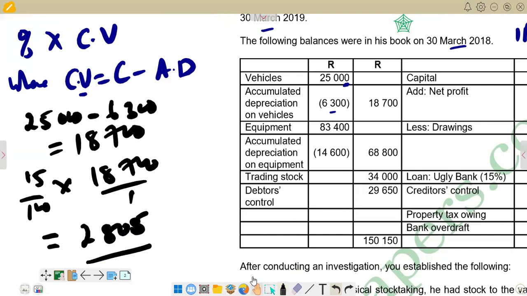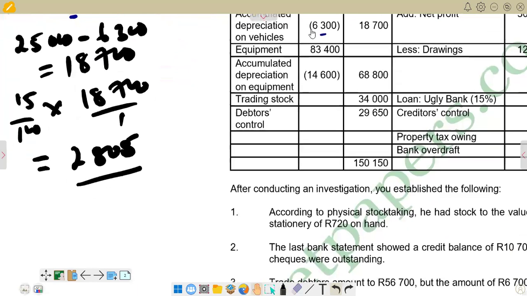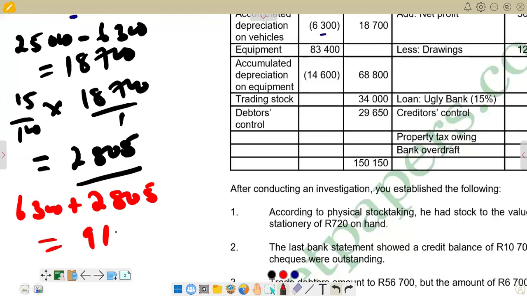To get the accumulated depreciation, we are saying accumulated depreciation at the beginning is 6,300. Then we add what we got for the year, 2,805, to get our accumulated depreciation. The figure that you are going to get is 9,105. So this is the accumulated depreciation for vehicles that we are going to put in the notes. So we just put 9,105 there.